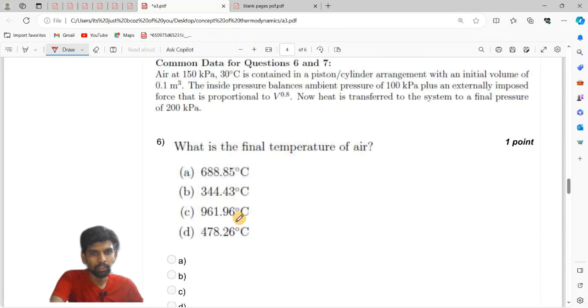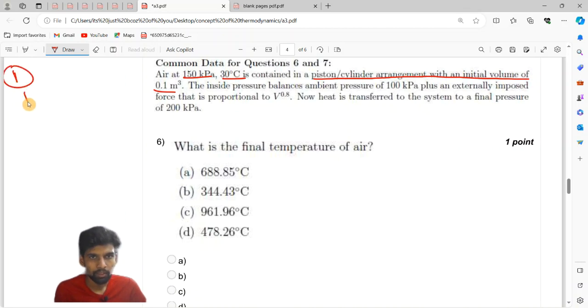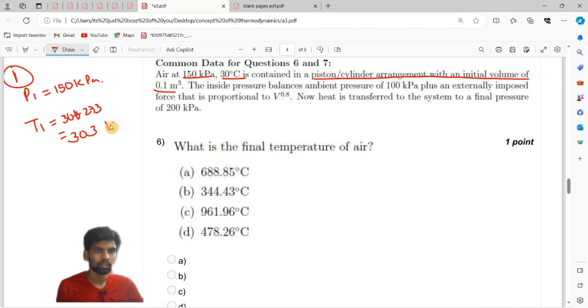Then moving forward, next question: air at 150 kPa and 30 degrees Celsius is contained in a piston cylinder arrangement with the initial volume of 0.1 meter cube. Okay, so they have given for state 1, pressure is nothing but 150 kPa, temperature is 30 degrees Celsius, so 30 plus 273, which we can write as 303 Kelvin. And initial volume is also given as 0.1 meter cube.